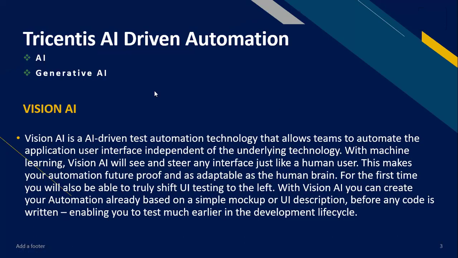Next, why is Tosca most popular? I already discussed these points with you: one is artificial intelligence, another is generative AI. In Tosca we call this Vision AI. Vision AI is an AI-driven test automation technology that allows teams to automate the functional application user interface independent of the underlying technology, with machine learning. Vision AI will see any interface just like a human user. This makes your automation future-proof and as adaptable as a human brain.